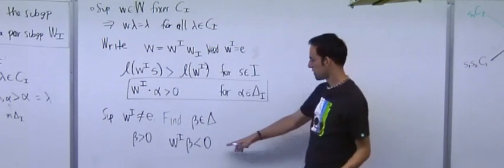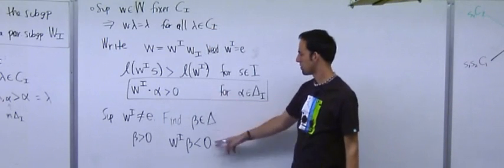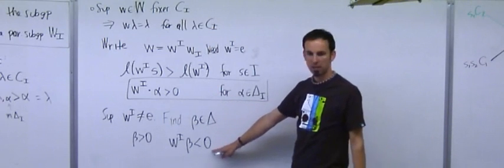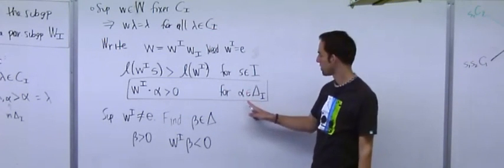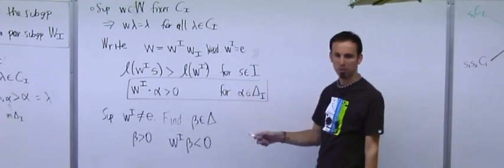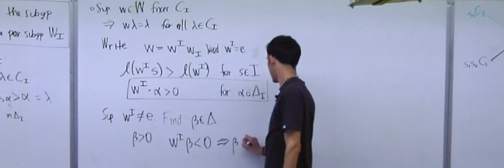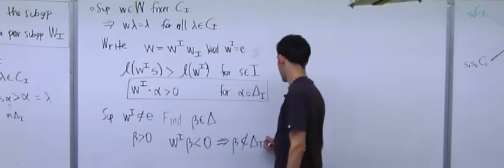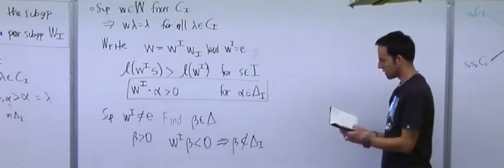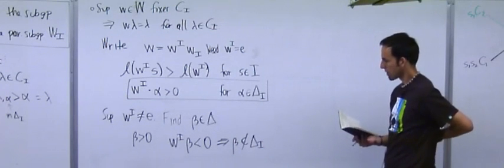Now, the thing is that if I combine these two things, I'm going to get immediately that beta is not one of these roots, because these roots have positive inner product with W super I. So what I get is that beta is not in delta I. Okay?